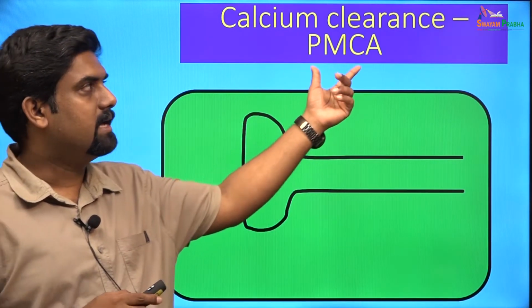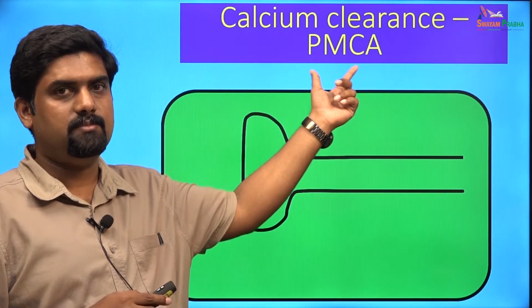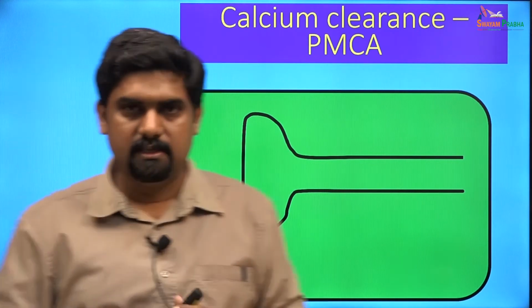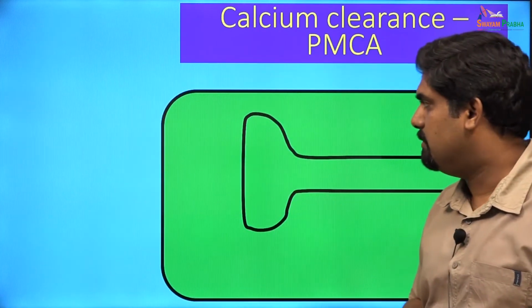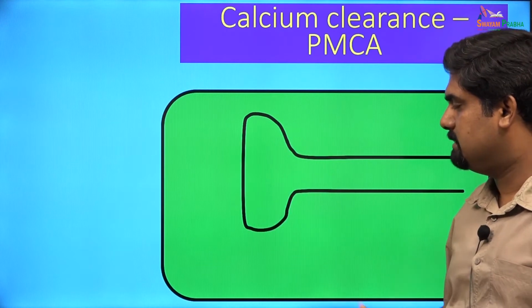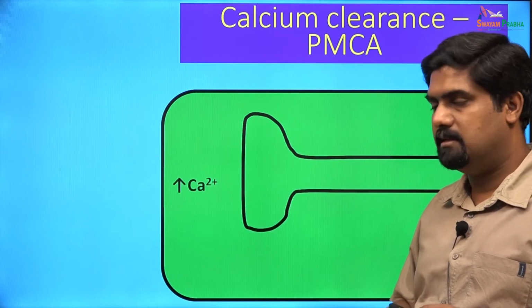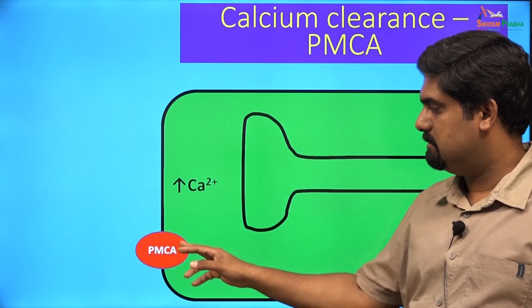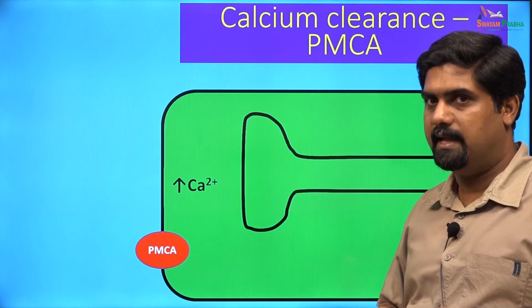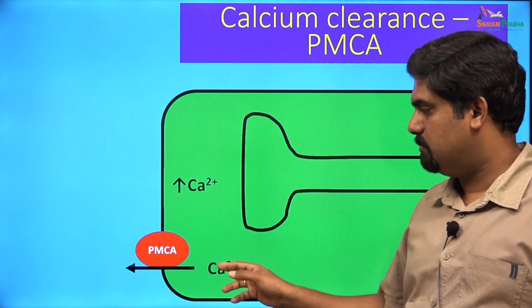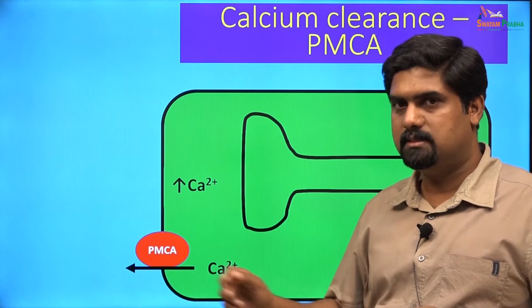Another calcium clearance mechanism present on the cell is the plasma membrane calcium ATPase. This is a transporter present on the cell membrane. Imagine this is a cardiac cell, and if there is an increase in intracellular calcium, this transporter present on the cell membrane can clear that calcium. So it pumps calcium from inside to the outside of the cell.